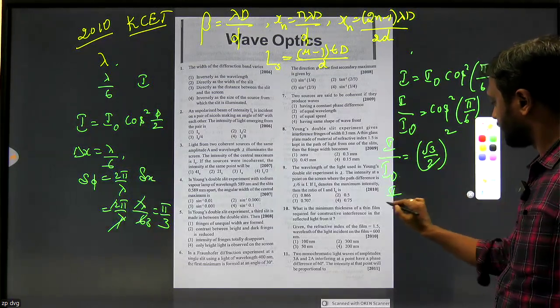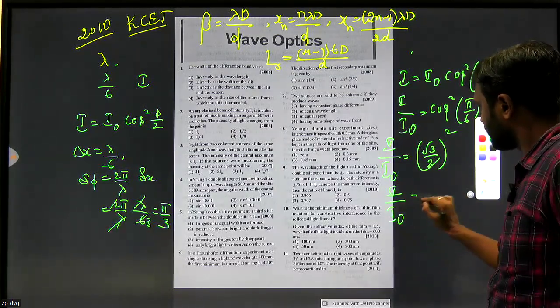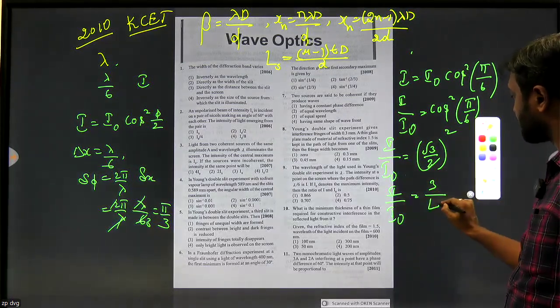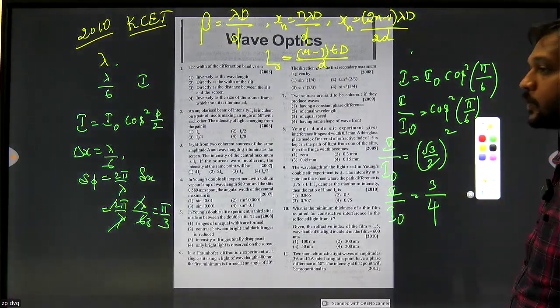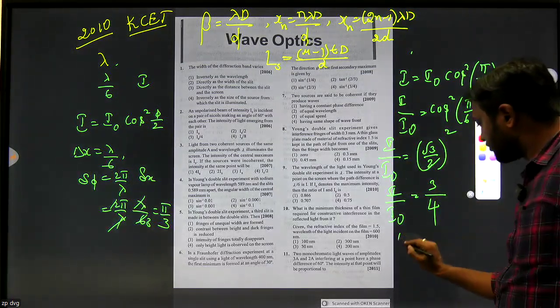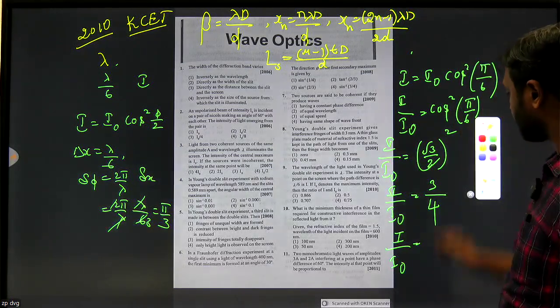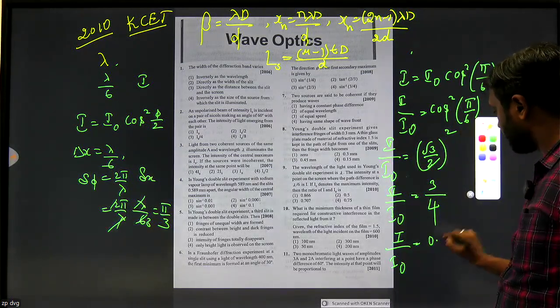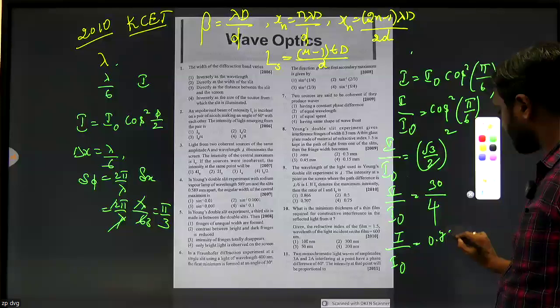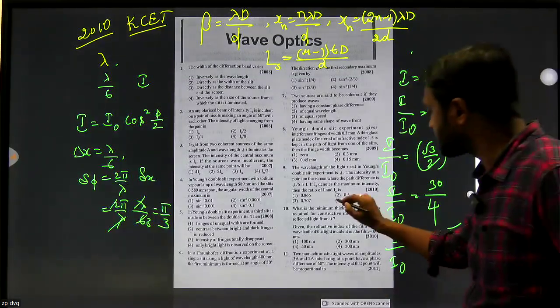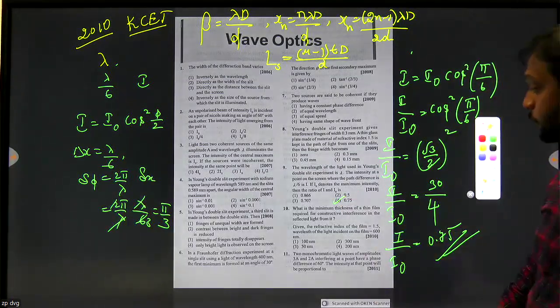So I by I naught, root 3 by 2 whole square, that is 3 divided by 2 square, that is 4. So what is the value of 3 by 4? That is 0.75. So the answer is option 4.